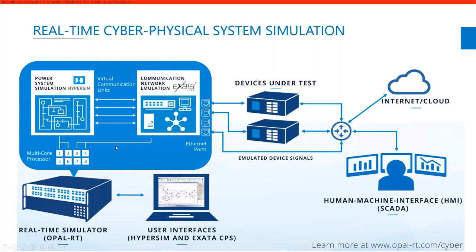As I said, they exchange information over a virtual Ethernet interface before the messages can be sent out through the physical ports of the simulator to interconnect with external devices such as PMUs, SCADA system, human-machine interface, protection relays. So exactly as it could already be done with HyperSim, but this time also simulating the communication network along with the power grid to get a higher accuracy.